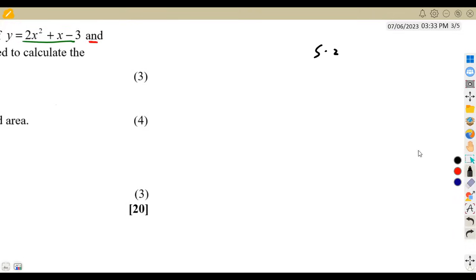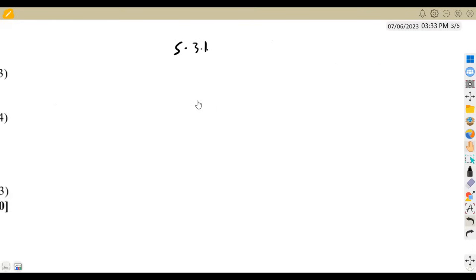This is 5.3, all right? 5.3, not 5.2, but 5.3. So this is 5.3, 5.31. All right, so we are given the graph of y is equal to 2x squared plus x minus 3. So this is the graph that you're going to take. y is equivalent to 2x squared plus x minus 3.